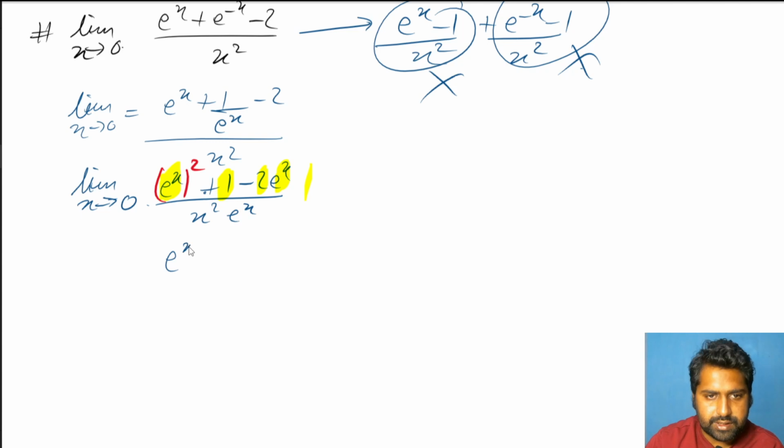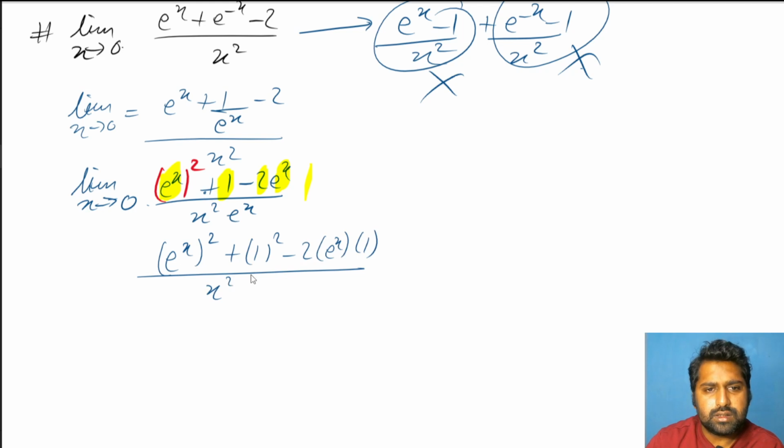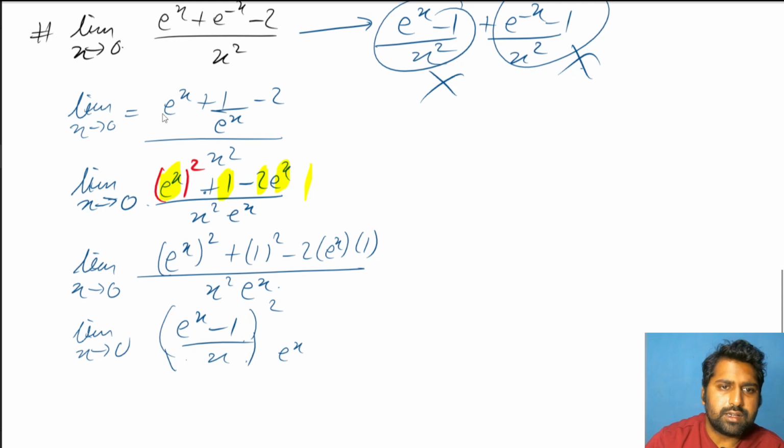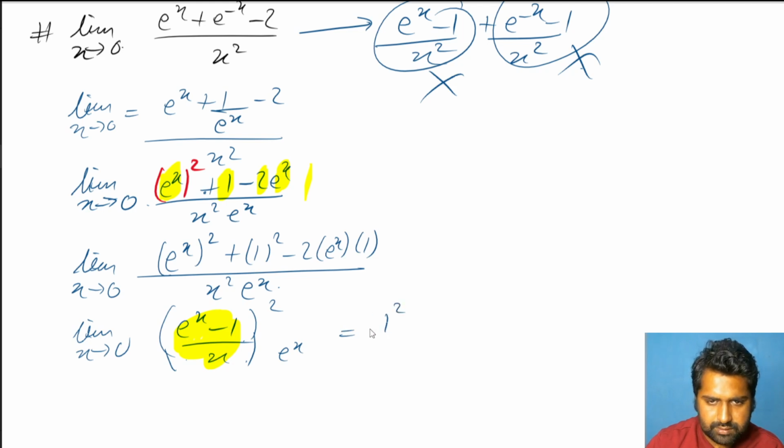I'll rewrite it properly. (e raised to power x) whole square plus 1 square minus 2 into e raised to power x into 1. Is it now looking like the (e raised to power x minus 1) whole square identity or not? So algebra is again merging with exponents also. So limit x tends to 0, (e raised to power x minus 1) whole square is there, the denominator is x square, so I can join them together, and there is e raised to power x left. The reason I joined them is because this is a standard limit which is 1.